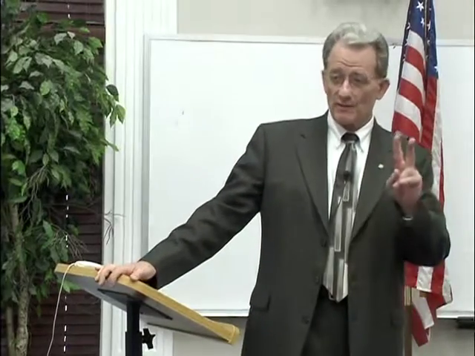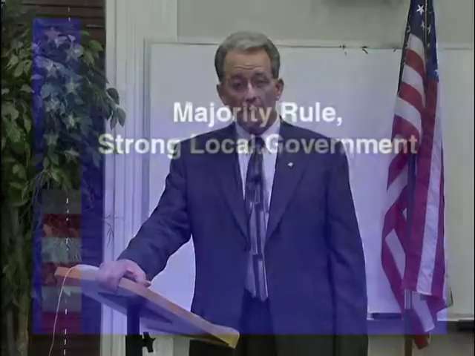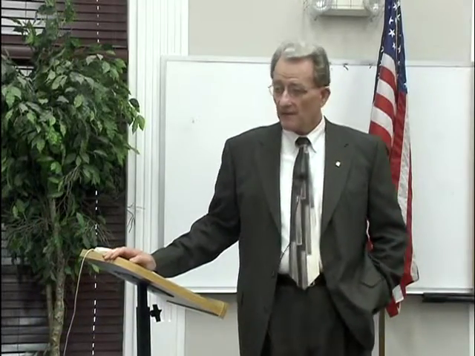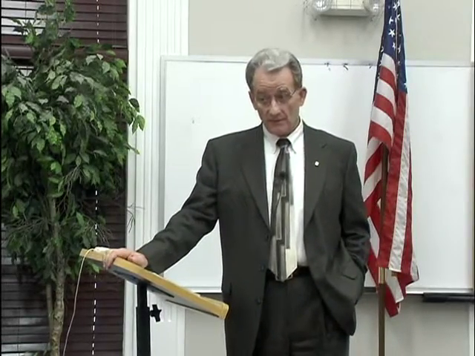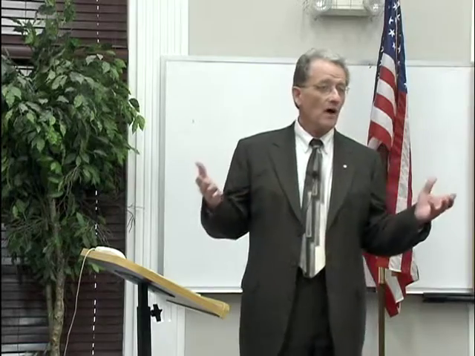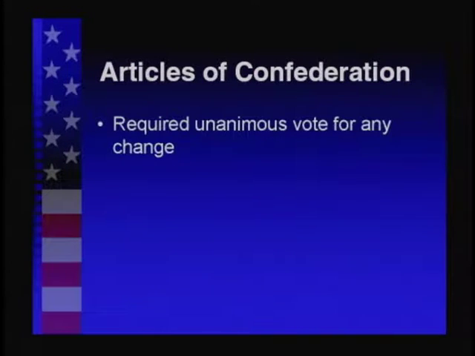Today we're discussing two principles, Principle 20 and Principle 21, having to do with majority rule and strong local self-government. First of all, I want to ask you this question about this document, the Articles of Confederation. We've talked about some weaknesses of the Articles, but I don't think we've mentioned another weakness when it pertains to majority rule. What did it require in order for any vote to be effective? Everybody. That's correct. It required unanimous decision, unanimous vote.